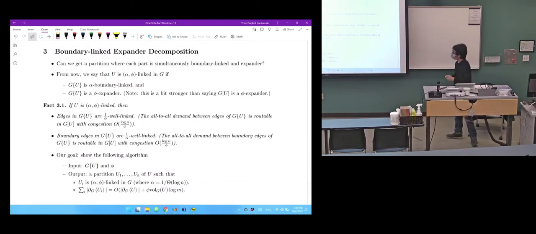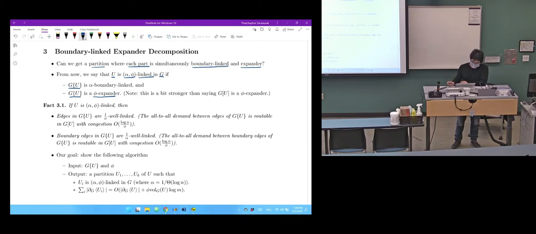So we can also talk about something stronger. That is, we want a partition such that each part is both battery linked and an expander at the same time. Just to talk easily, I want to say that U is alpha-phi linked inside G if the following is true: this graph is alpha battery linked, and at the same time, this graph is a phi expander.